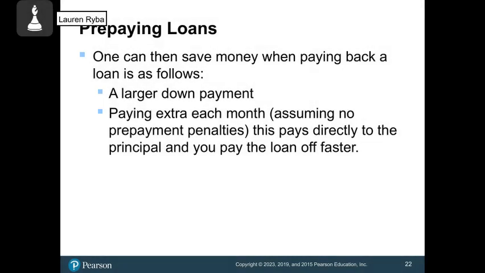Ways that you can help yourself in a loan is to do one of the following. Have a larger down payment. Or option 2 is pay extra each month, assuming that there's no prepayment penalties. Always, always, always double check to make sure that it is okay to pay extra or prepay and that there's no penalty on that from your lender.